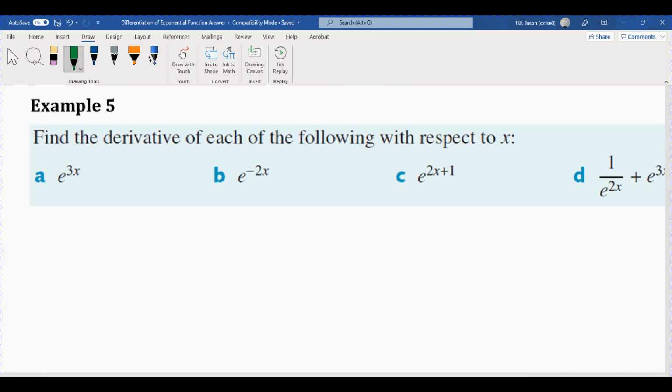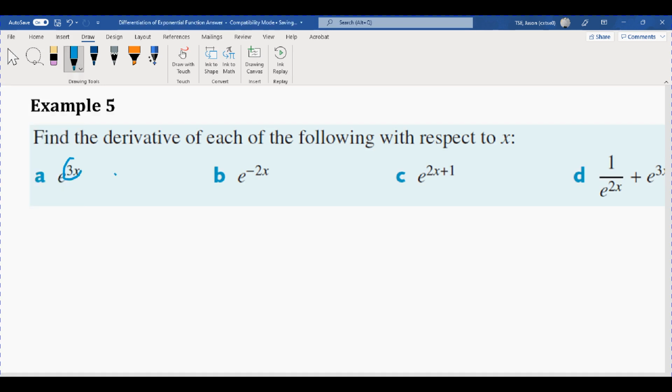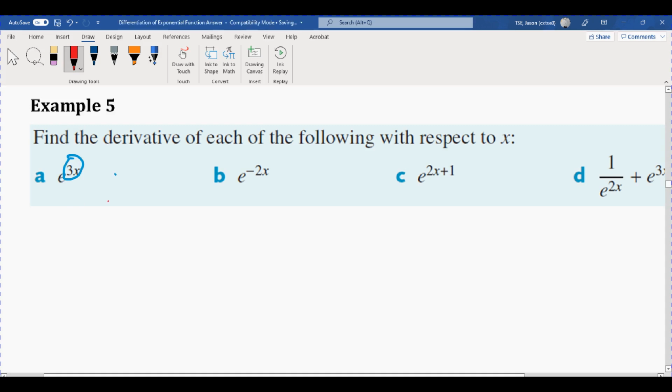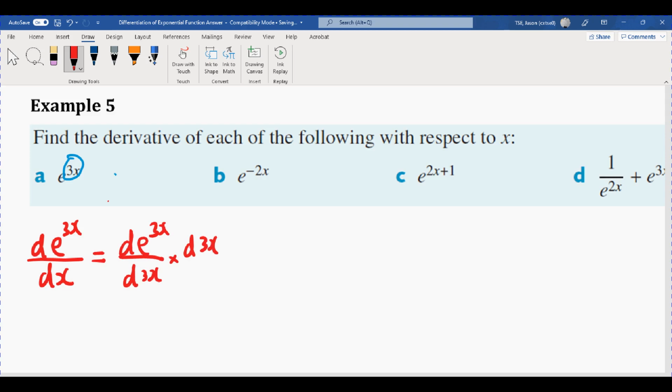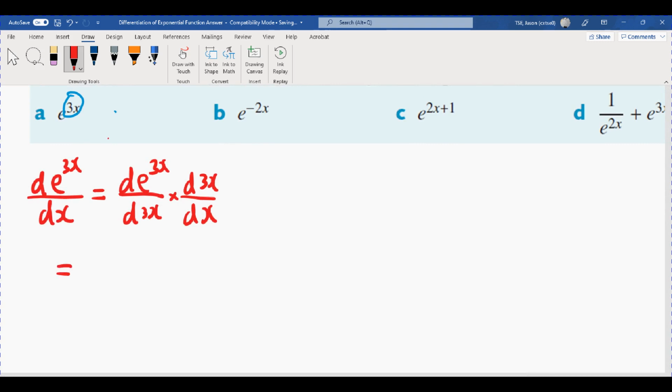In example 5, it is pretty much e to the 3x. So you will see this 3x is the problem. You have to find a way to use the chain rule. So what I'm going to do is try to differentiate e to the power 3x. Because I see that 3x is the power, I'm going to create that 3x right here, and rewrite that 3x to follow that part. The first part is just e to the power 3x. And the second part, of course, is differentiating 3x, which is just 3. So it's 3 times e to the power 3x.